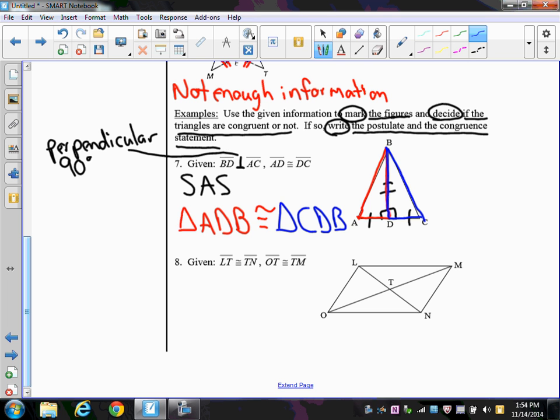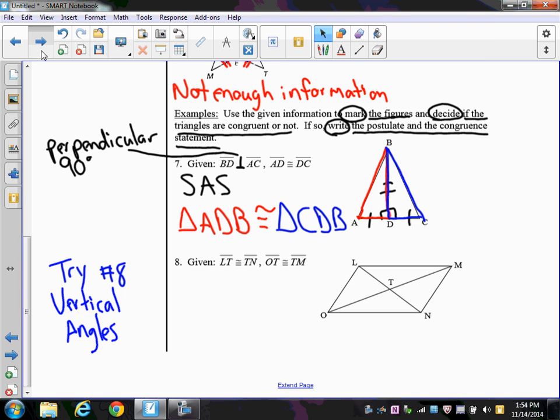So what I'd like you to try is to try number 8. Remember, we have vertical angles. That's what you're going to need to label. We've talked a lot about vertical angles, so hopefully you'll be able to detect those on that picture.